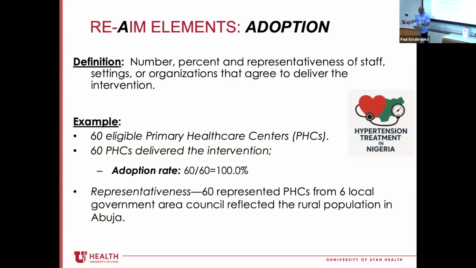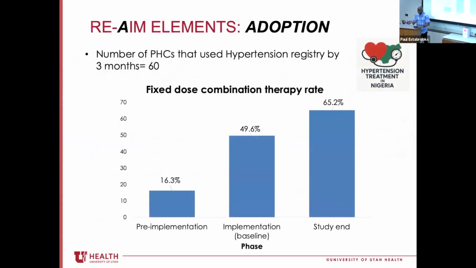And these 60 PHCs also represent the pattern of population in the entire community. We have more rural than urban. So this study has 78% of people from rural PHCs. And yeah, this was also representative of what we have in the entire community.